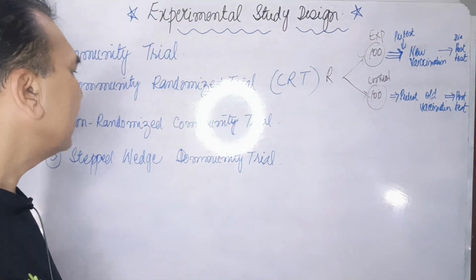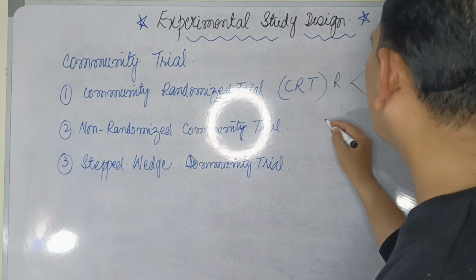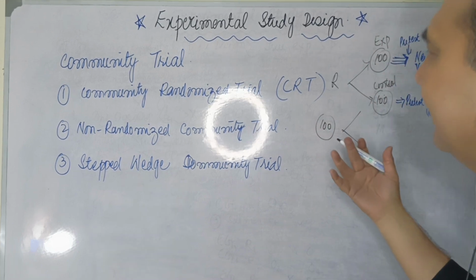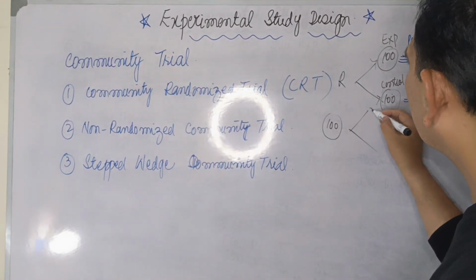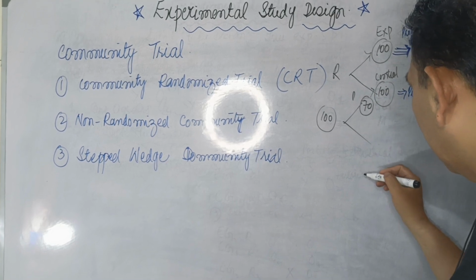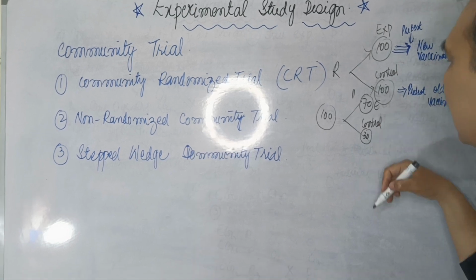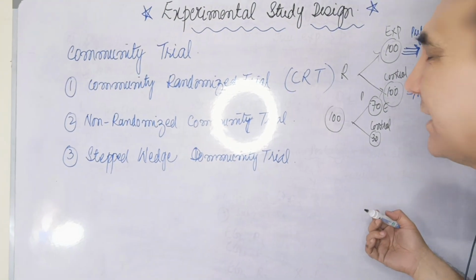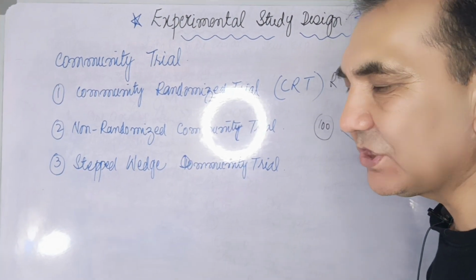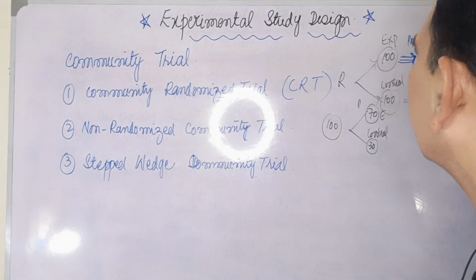Now in the non-randomized community trial, the researcher again selects 100 people, and maybe he does not randomly assign them. 70 people are participants in the experiment group and 30 in the control group, which is again not matching, not random allocation, with no homogeneity, no matching, no blinding, and no randomization used in the non-randomized community trial.